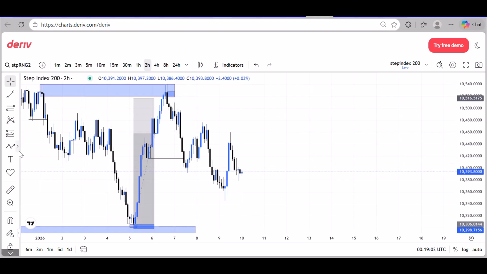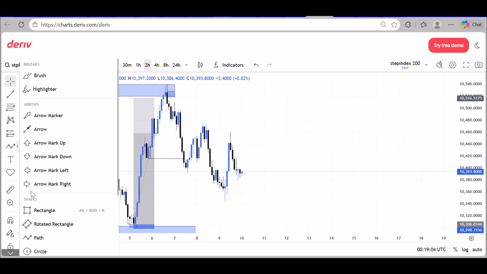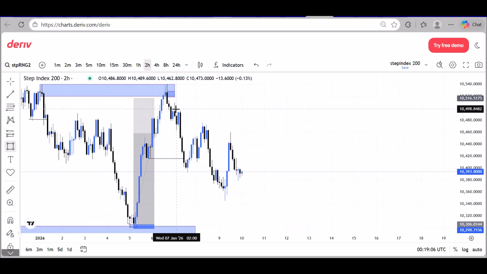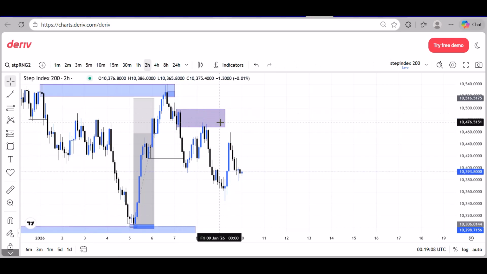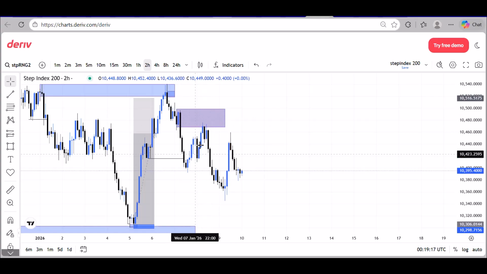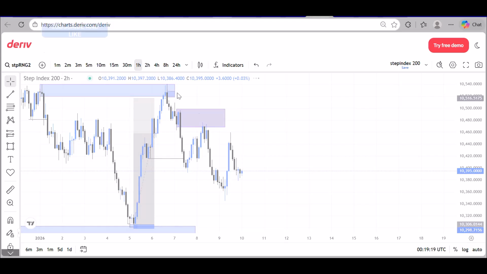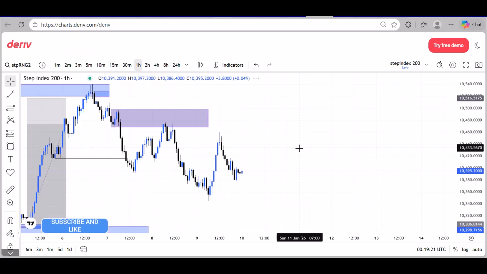Now this is a zone that caused the break of structure. So this zone caused the break of structure, meaning this place is a supply zone. So we waited for price to tap in. If price taps in, let's see if there would have been an entry here. So price tapped in. Okay, let's go to our 1 hour. Let's see if we can refine this zone further.